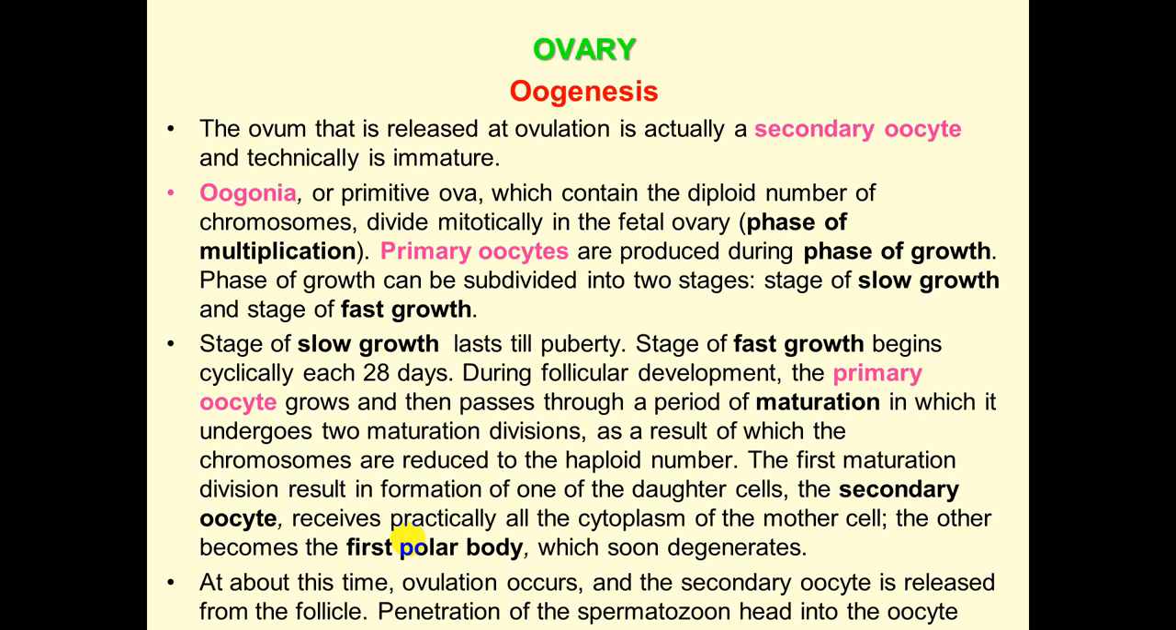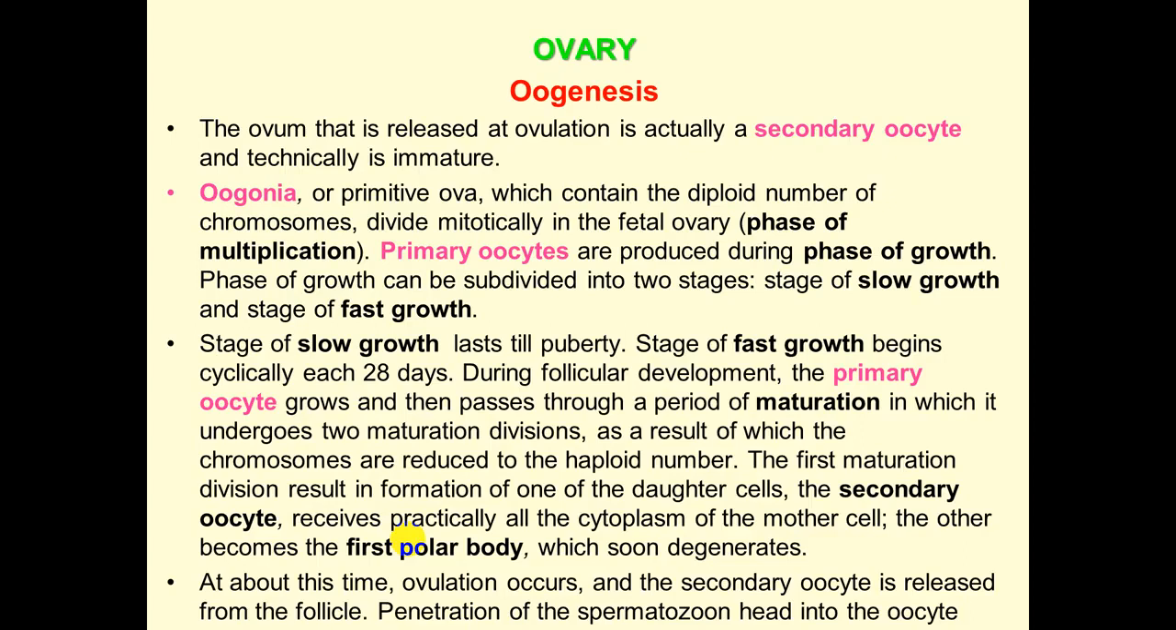If in spermatogenesis we get two equal secondary spermatocytes, now there is another picture. Now appears a large cell, the secondary oocyte, which receives practically all the cytoplasm of the mother cell. The other cell is very small, the first polar body. It only has a nucleus and a thin ring of cytoplasm, and very soon degenerates.